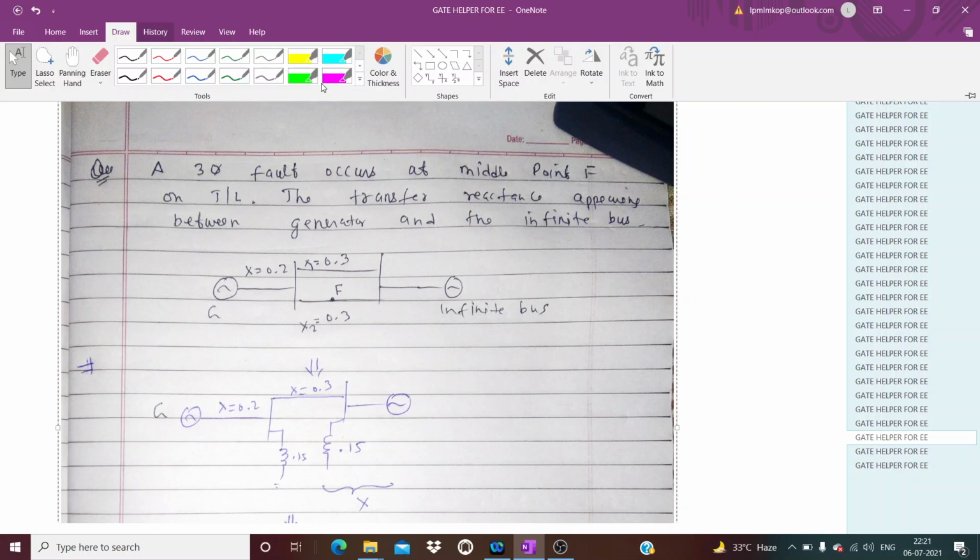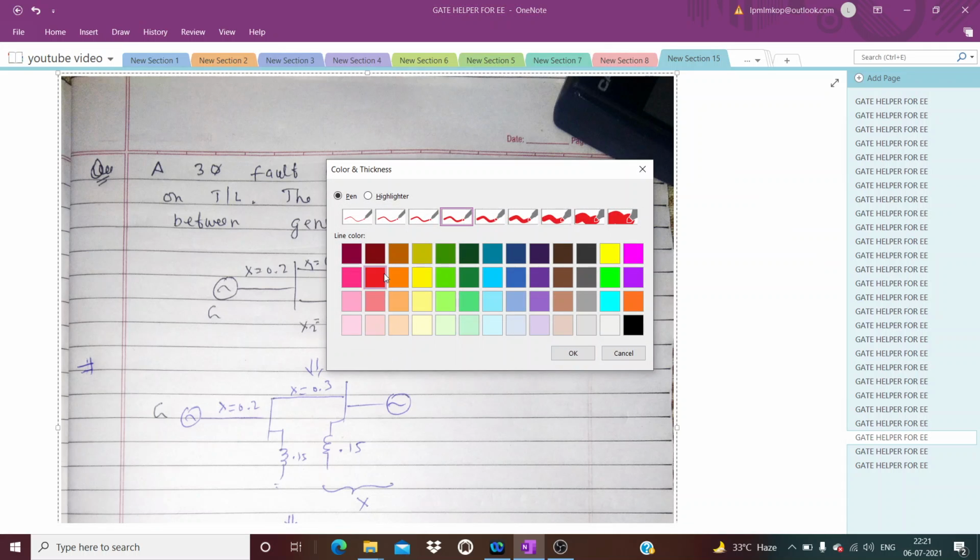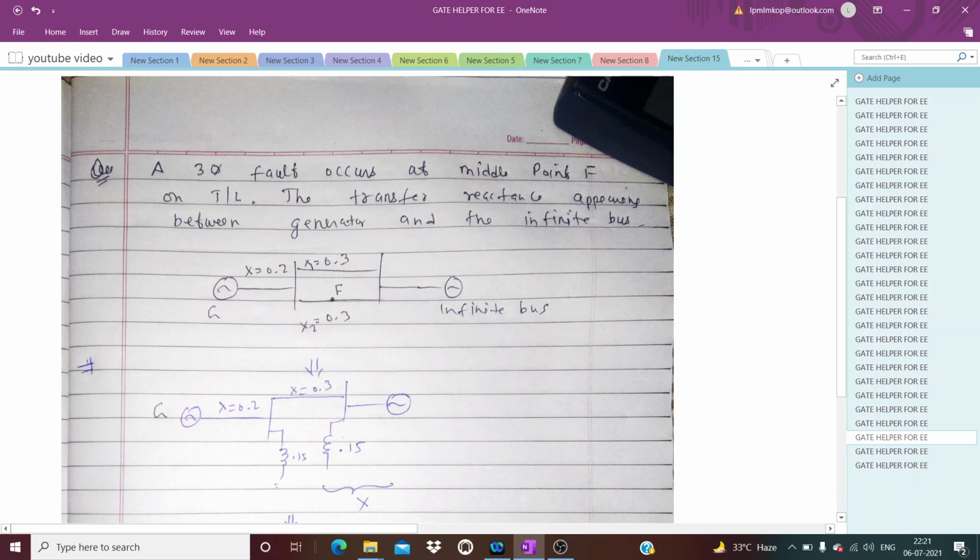One of my friends has asked this doubt. This is the question, and it is actually a very important question for electrical students, especially in power system. You need to know how to find the transfer reactance between these two, the generator and the infinite bus. So this is the question.